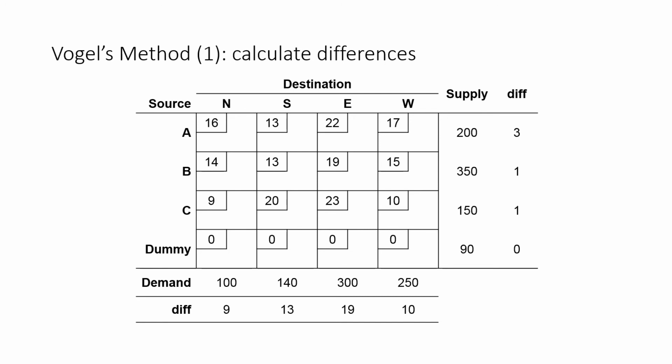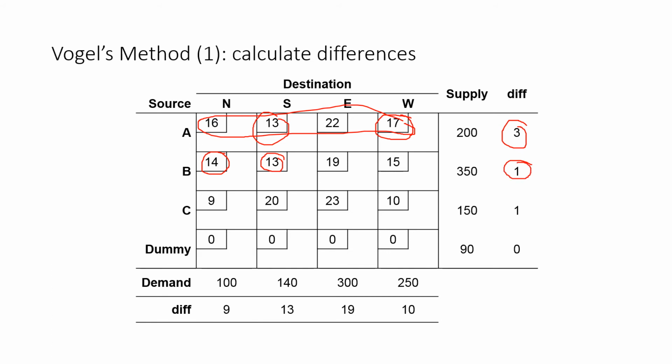So here's the difference. The smallest two Cijs for this row are 13 and 17. The difference is 17 minus 13, which is 3. So this is the first difference. Then for the second row, the smallest two are 13 and 14. The difference is 1. And so on.